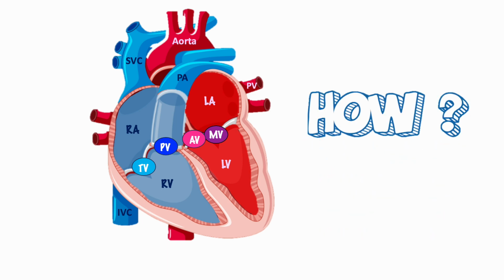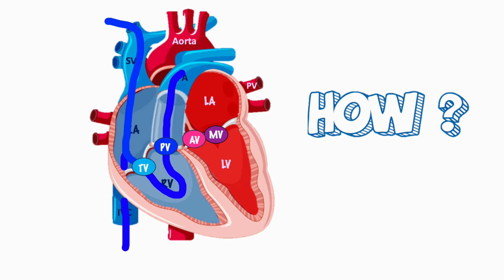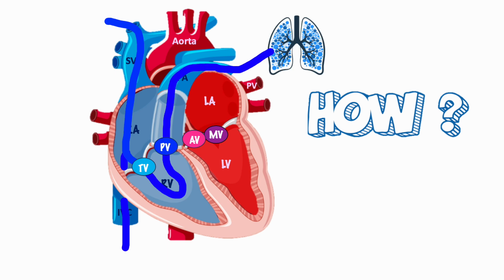So, how does blood travel through the heart? Deoxygenated blood arrives at the right atrium via the superior vena cava and the inferior vena cava. As the right atrium fills, the tricuspid valve opens and blood flows through it into the right ventricle. As the right ventricle contracts, the tricuspid valve closes and the pulmonary valve opens, allowing blood to flow into the pulmonary artery in order to be sent to the lungs for gaseous exchange.